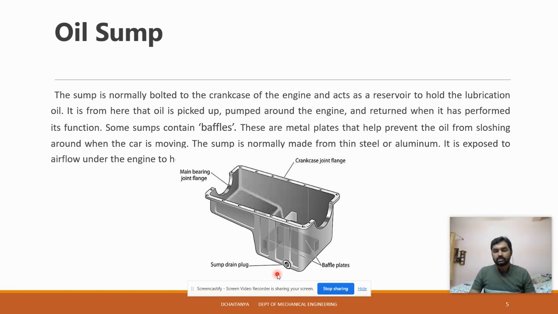Here you can see the baffle plates. When you are pouring oil, those plates are used to hold the oil and separate the channels. These two metallic plates help to prevent the oil from jumping when the car is moving at higher speeds, so the jumping effect can be reduced. They may be made of thin steel or aluminum plates. The bottom end is exposed to airflow, and it makes it easy to take out the wasted or used oil. So this is all about the bottom portion, called the oil sump.